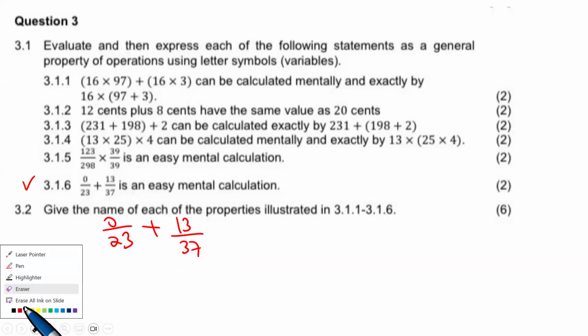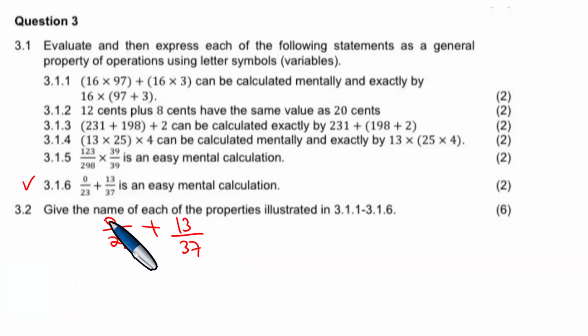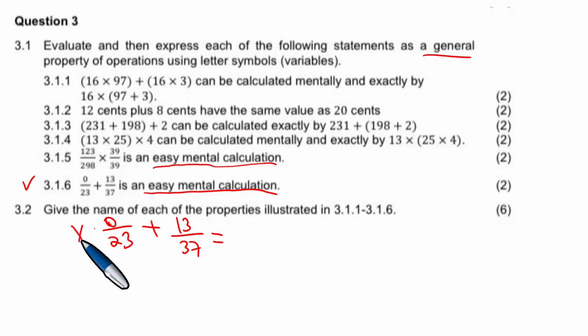The examiner is saying it's an easy mental calculation. So what does it mean? The examiner is saying don't use a calculator, just do it mentally. But first we need to evaluate this before we state the property. Now let's evaluate this. What is the answer here?